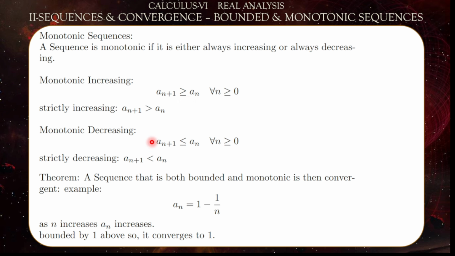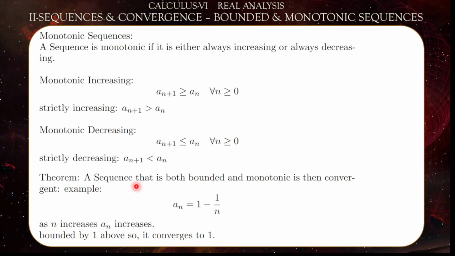Monotonic decreasing, an plus 1 is less than or equal to an for all values of n greater than 0. What this means is that the subsequent values of an are always decreasing in respect of their previous values. So for each term an plus 1 at index n plus 1, it is less than or equal to the term right behind it, or the value of the term trailing it. Strictly decreasing means the same thing as above, so the terms are strictly decreasing in value and there are no plateaus. There are no values that are equal for some interval of time.